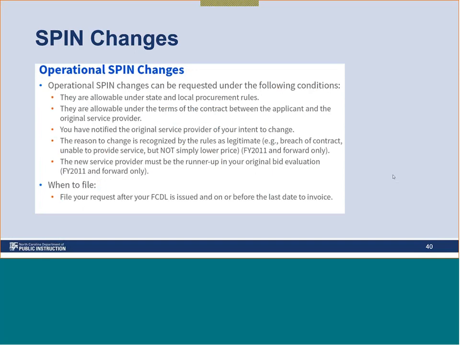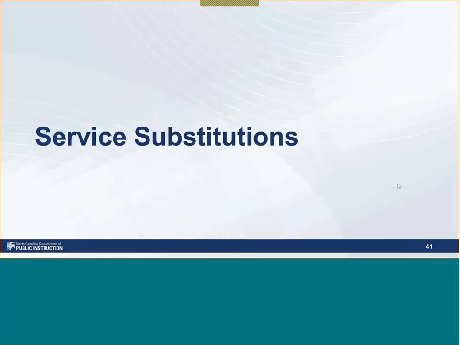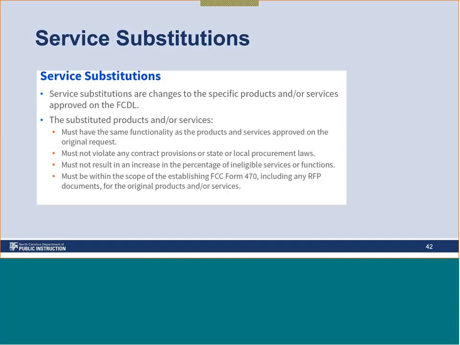When can you file these? You can file your request after your FCDL and on or before your last date to invoice. And service substitutions. Service substitutions are changes to specific products or services as they were originally approved. They must have the same functionality as the original products. They cannot violate any contract provisions or state or local procurement rules. They cannot result in an increase in the percentage of ineligible services or functions, right?